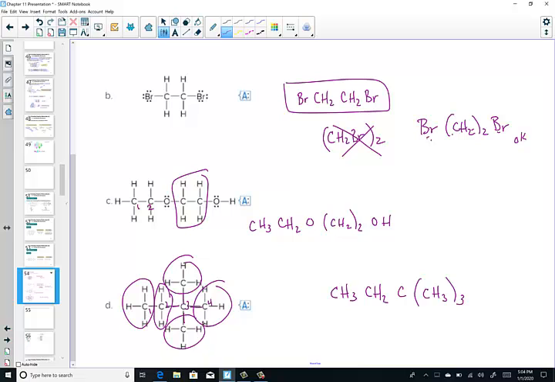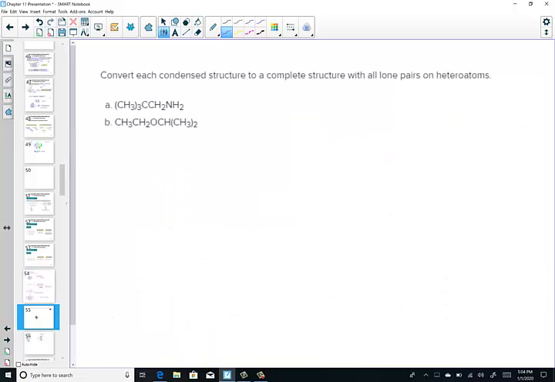How are you doing? How about if we practice converting condensed structures to complete structures with all lone pairs on the heteroatoms? So it's just really going the opposite way. I'm noticing in this first example, CH3 taken 3 times on a carbon that has no hydrogens attached. I understand every carbon has to have 4 bonds. 3 of those bonds are coming from methyl groups.